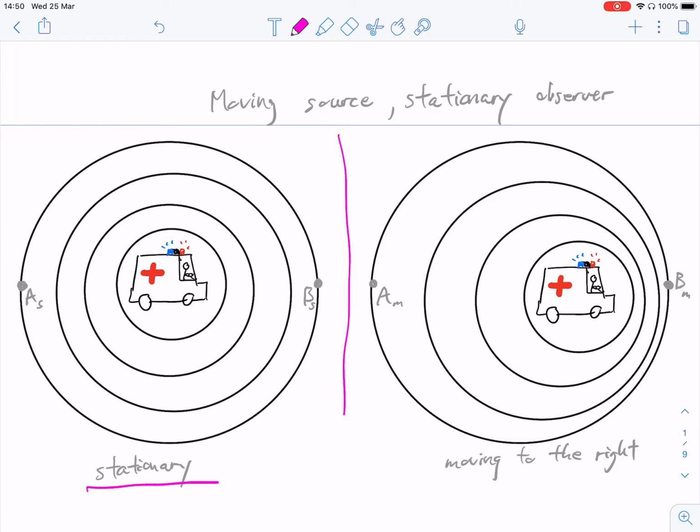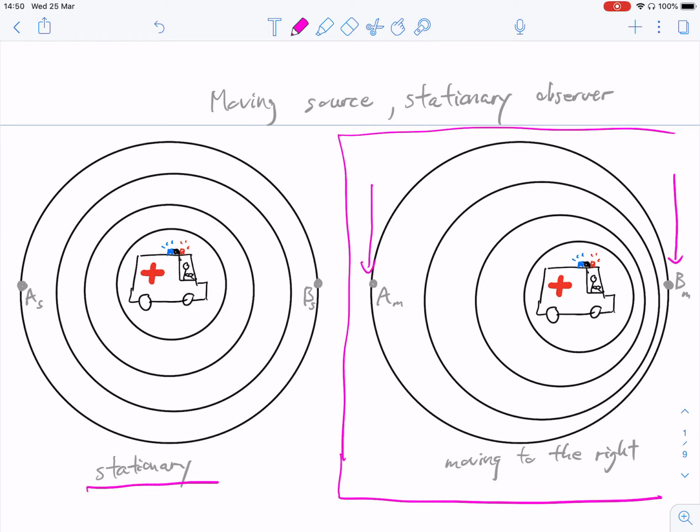Now, on the right is where things get more interesting, because what's happening now is what's known as a Doppler shift or the Doppler effect. And so observer B is going to hear a sound that is higher in frequency compared to that of observer A. So higher frequency, this person is going to hear a lower frequency. Whoops, not higher, lower.